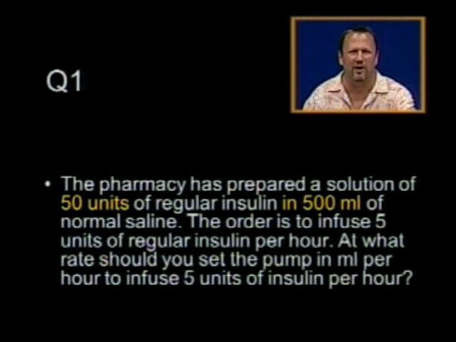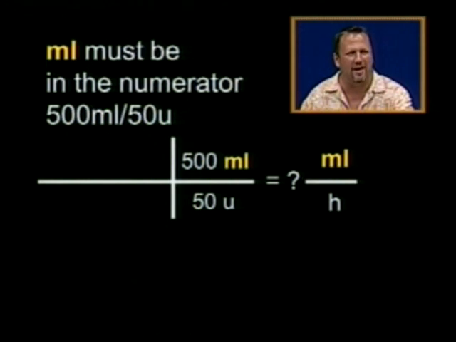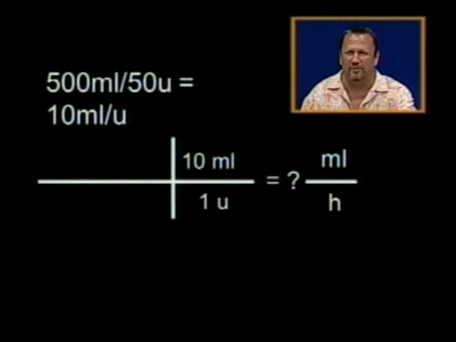Well, we'll go back and look at the question. The pharmacy has prepared a solution of 50 units in 500 milliliters. Well, there's my milliliter unit on the end of the 500. So I put the 500 milliliters on top and the 50 units underneath. Now milliliters is in the numerator where it belongs. Sure, the bag from the pharmacy is going to say 50 units over 500 mils, but we can turn that upside down to put the milliliters on top. And 500 milliliters per 50 units is the same thing as 10 milliliters per unit. There's no reason you shouldn't take that shortcut at every opportunity.